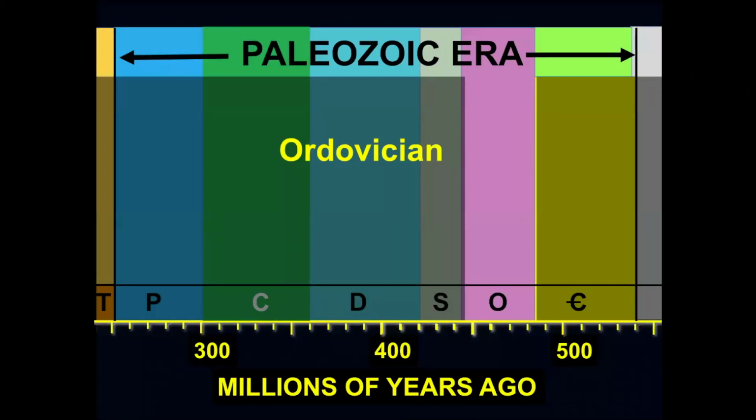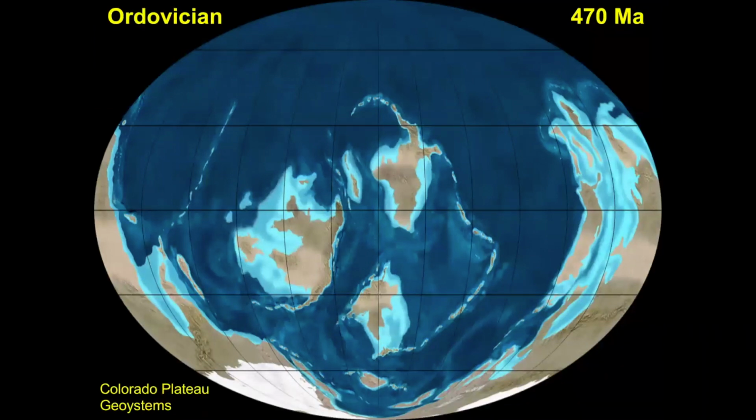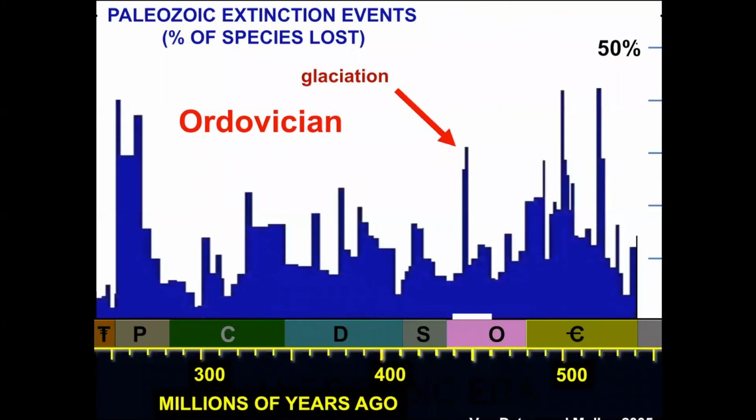We move on to the Ordovician. The Ordovician follows from the Cambrian. The Ordovician starts to get cold, especially towards the end. Glaciers form. It's one of the cold periods in the Earth's climate. And there is a significant extinction event that relates probably to those cold climates and glaciation.